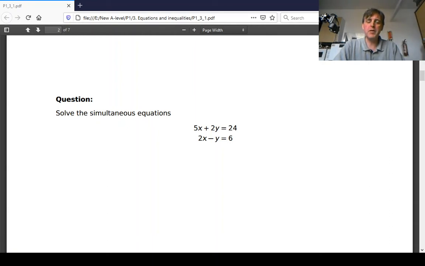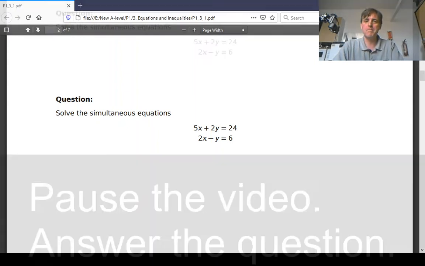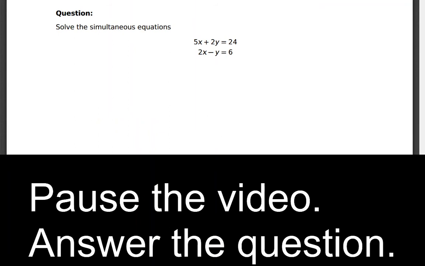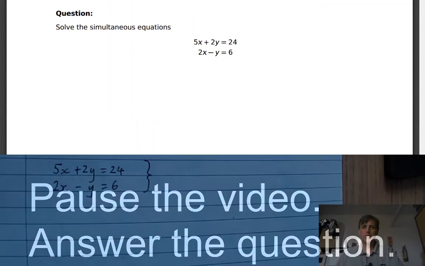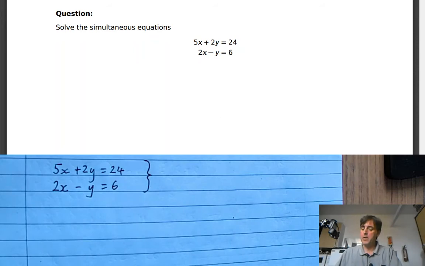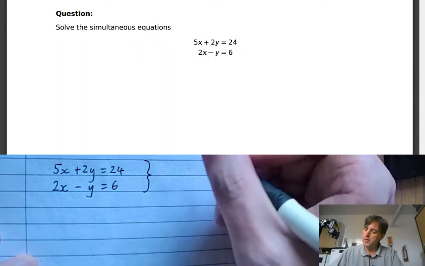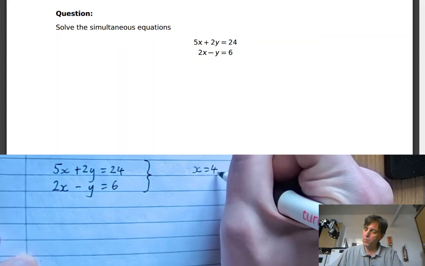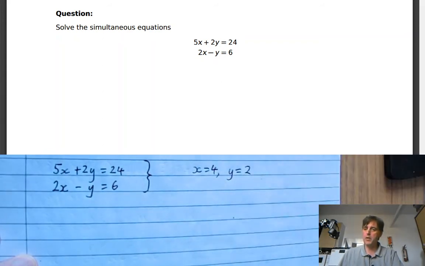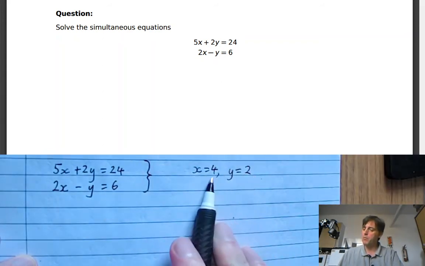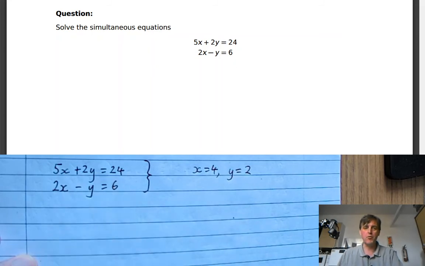I want you to solve these simultaneous equations, and I want you to pay attention to how you do it. What method would you use to solve these equations? Okay, so here are the equations. Now I hope that you got the answers x equals 4 and y equals 2. Those are the values, the pair of values, one for x and one for y, which make both of those equations true. But how did you do it?